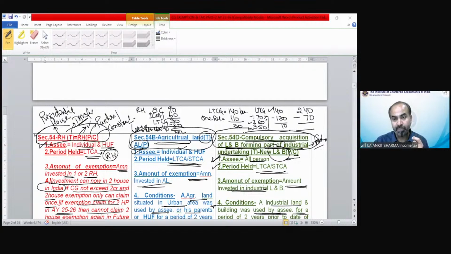In section 54B, we are transferring agricultural land, and that is in an urban area, not a rural area, because if it is agricultural land in a rural area, that does not require the exemption. And we need to purchase another agricultural land, which could be in urban or rural anywhere. 54D says you have had your factory compulsorily acquired, and now you are purchasing land and building for the factory. So whatever we are transferring, we have to reacquire the same nature of asset to claim the exemption. But from point number 4, 54EC, this is going to change.